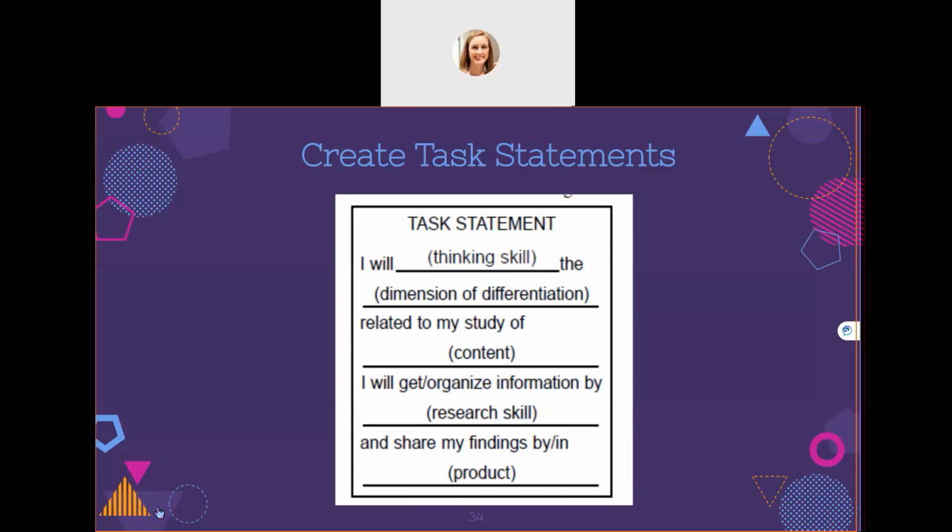So this is an easy way to organize the activities that you want students to do and make sure you have higher levels of thinking in that task.